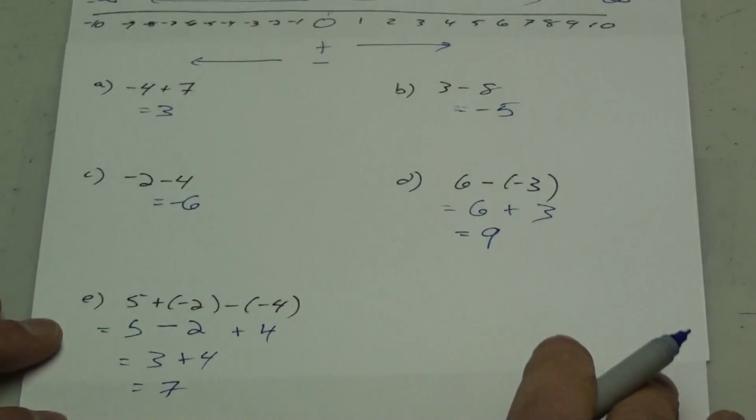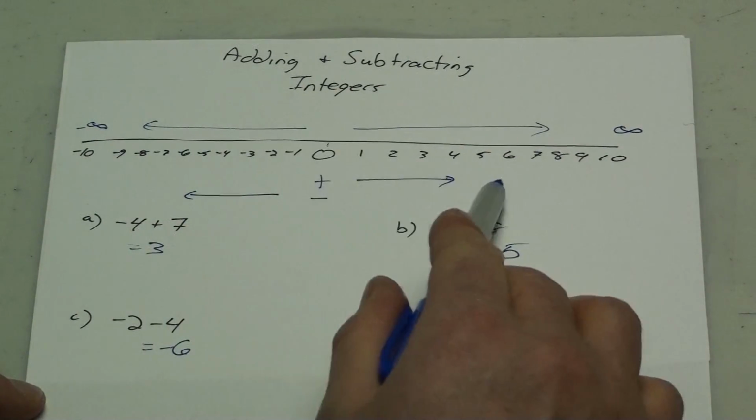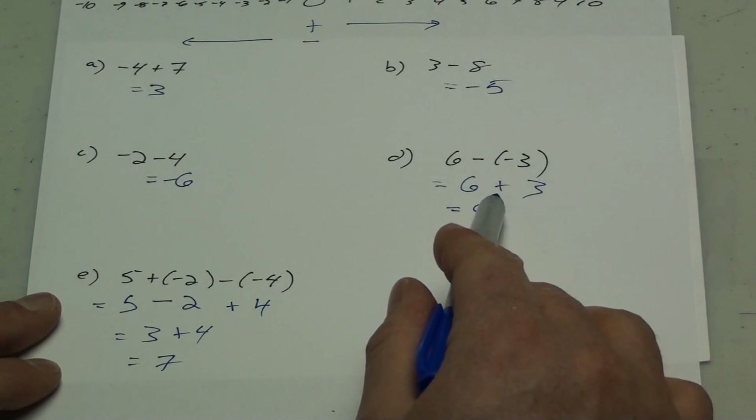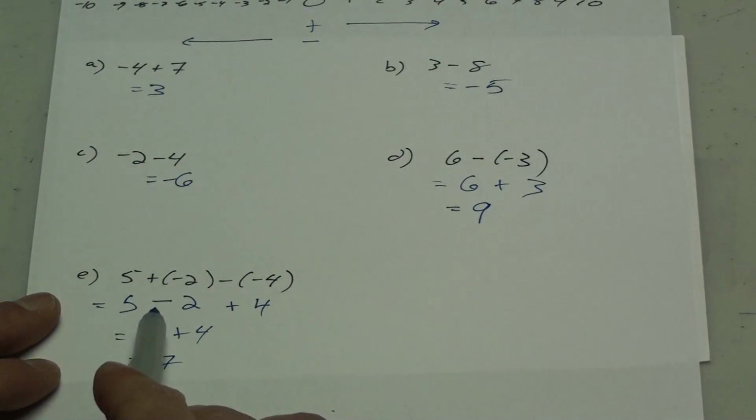This is a short lesson on adding and subtracting integers. You're going to move along the number line. If you're adding, you move to the right. If you're subtracting, go to the left. If you have a double sign, change it. 2 negatives is a positive, and a positive and negative becomes a negative.